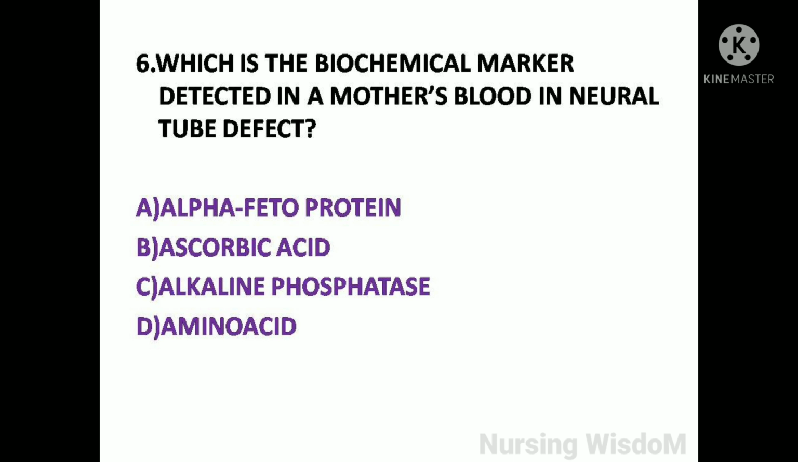Next question. Which is the biochemical marker detected in a mother's blood in neural tube defect? Option A, alpha-fetoprotein. Option B, ascorbic acid. Option C, alkaline phosphatase. Option D, amino acid.